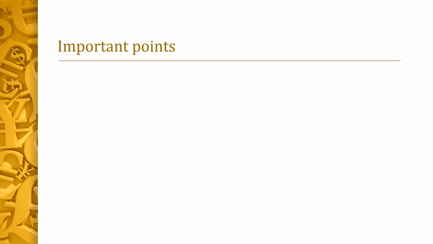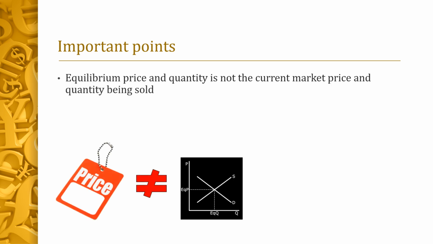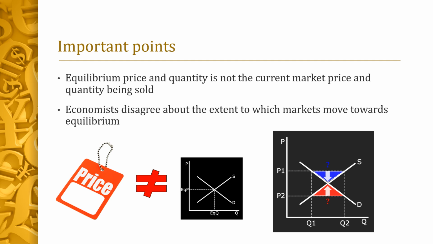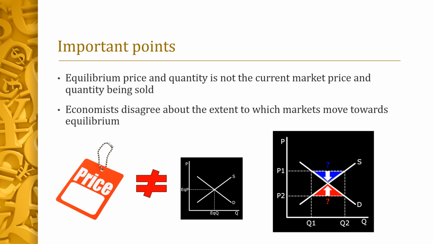It is important to note that equilibrium price and quantity is not necessarily the current market price and quantity being sold. At any point, a market may be at equilibrium or in a position of over or undersupply. In addition, economists disagree about the extent to which markets move towards equilibrium. Neoclassical economists believe the profit motive for producers and utility maximization for consumers will mean that prices will trend towards equilibrium over time. However, not everyone agrees with this idea.